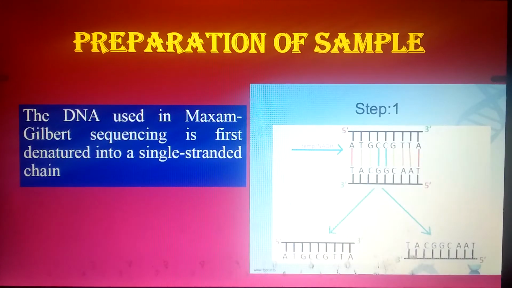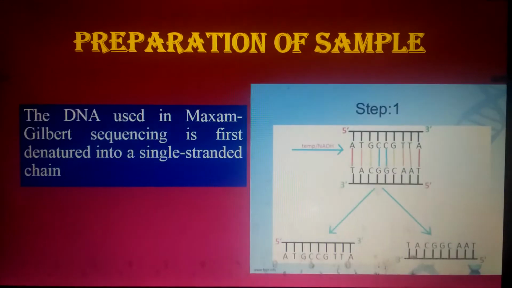Now I'm going to discuss the steps of the Maxam-Gilbert method. That is very easy. The basic principle is the same. First of all is the preparation of the sample. We collect the DNA of any organism, which is unknown, and then first comes the denaturation of the double stranded DNA into single stranded DNA. As you can see here, the double stranded DNA is denatured into single stranded. I will not discuss in detail how and why, because I have discussed it in my previous section.